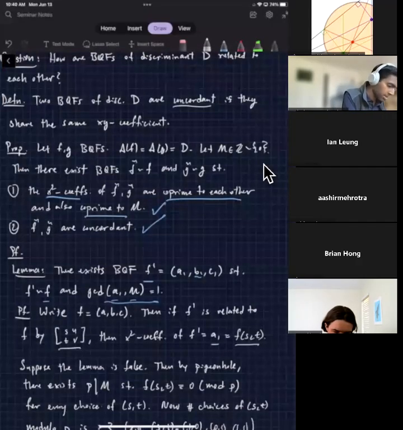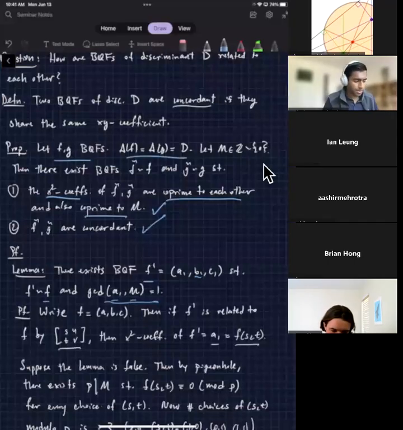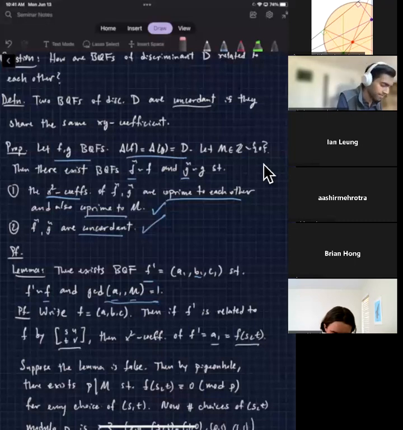Okay. So the point is that if you have two BQFs, F and G of the same discriminant, then you can replace F and G with equivalent BQFs F tilde and G tilde such that their XY coefficients are the same. That means that they're concordant. And then you can also arrange for some additional properties to be satisfied.